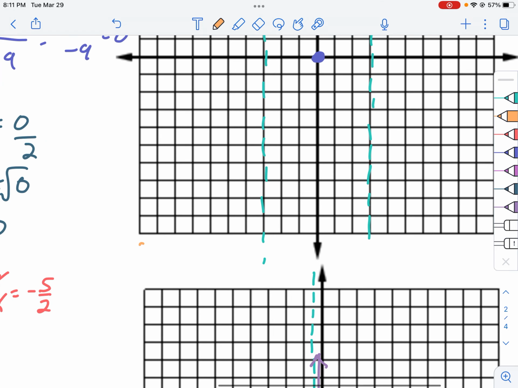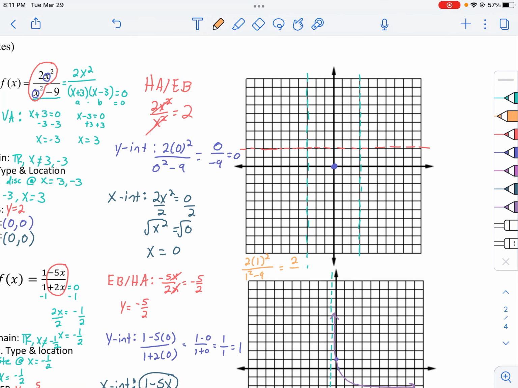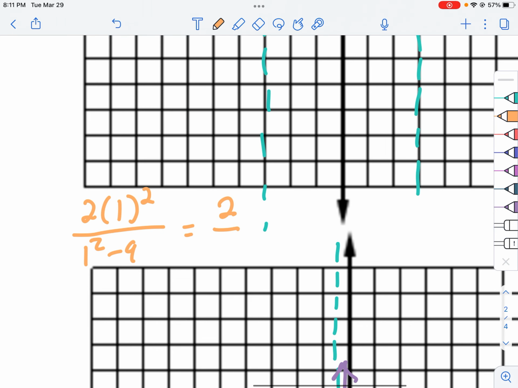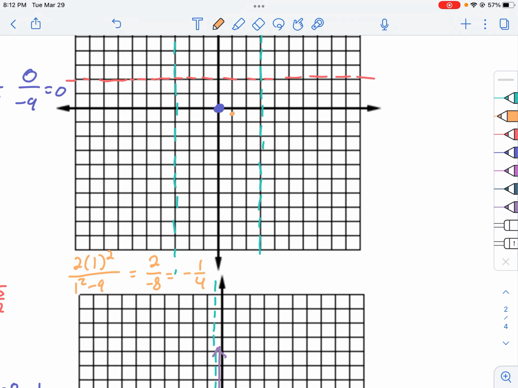So we have 2 times 1 squared divided by 1 squared minus 9. So that's going to give us 2 over, did I do that right? Yeah, 2 over 1 squared minus 9. So that's going to be -8. So that gives us -1/4. So when we plugged in 1, we got -1/4. That puts us right there.